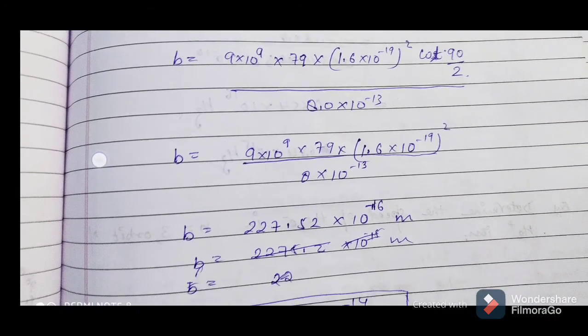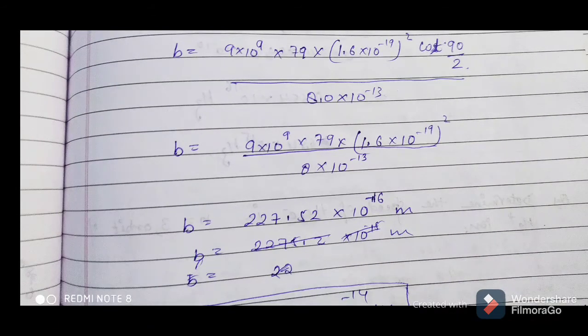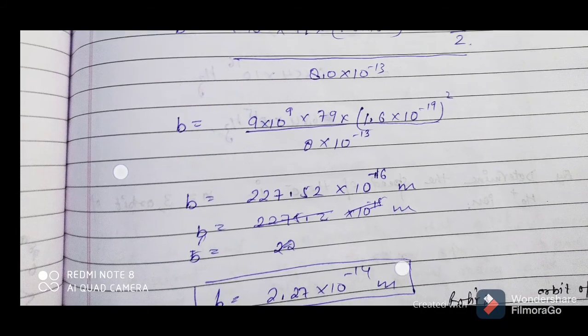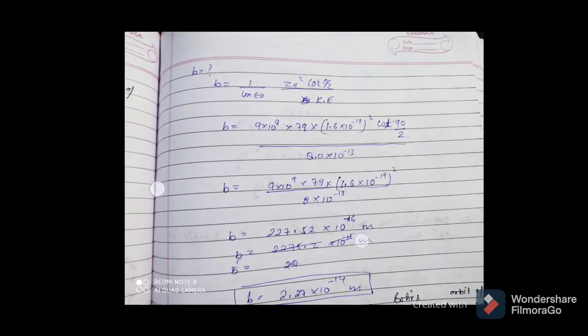Now we are going to solve it. You can solve it by yourself, and the final answer which we get is b equals 2.27 into 10 to the power minus 14 meter. Its unit is meter, as it is a distance. It is the perpendicular distance from the nuclear axis. We have studied what impact parameter is, the perpendicular distance from the nuclear axis. If you want to know it in detail, you can watch my previous videos.